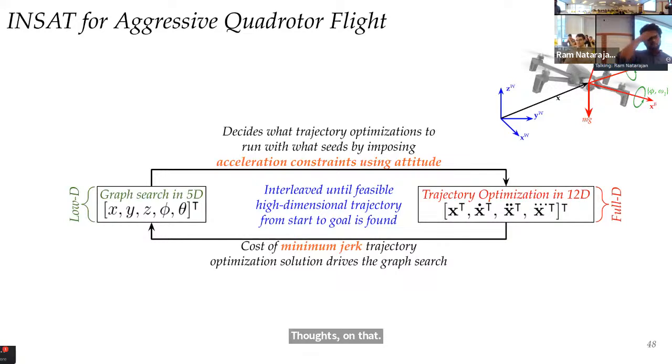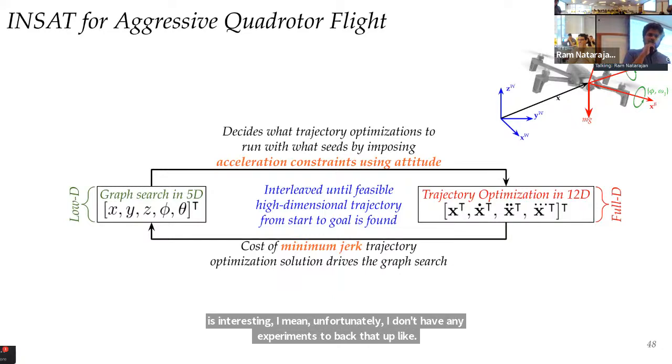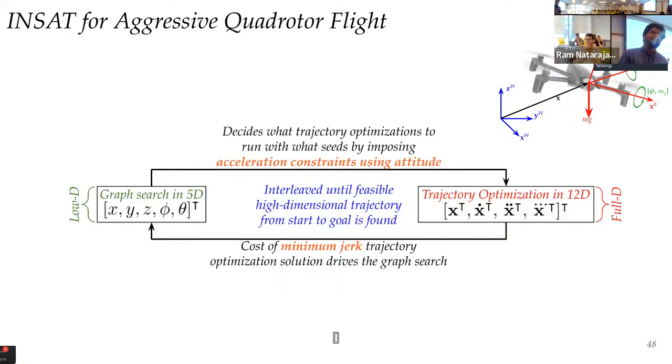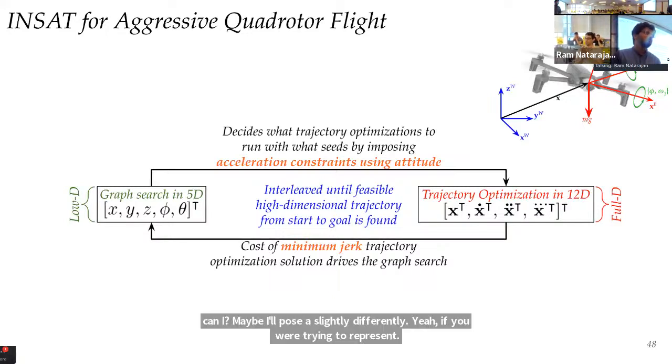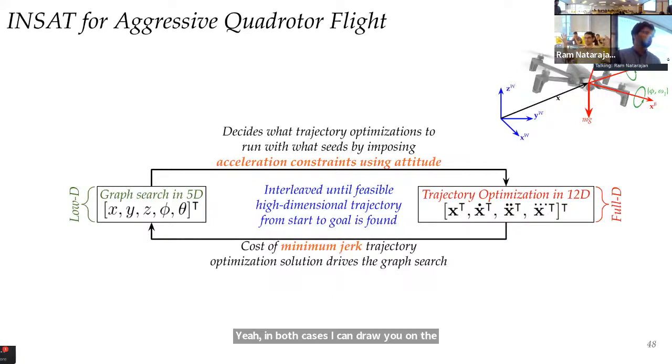This is interesting. Unfortunately, I don't have any experiments to back that up. So maybe I'll pose it slightly differently. If you were trying to represent the feasible set, in both cases I can draw you on the whiteboard the feasible set of some keep-out obstacles. Maybe it's some non-convex inequalities, but I can write those down and draw it, right? If I asked you to draw me the feasible set that satisfies the constraints for some 7-DOF manipulator arm, could you draw that? No, you cannot. You can't even really write it down, right? It's some weird set of differential things that you always have to approximate through some ODE solver. So can you tell me what that looks like in the high dimensional state space of the robot? What is that geometric object?